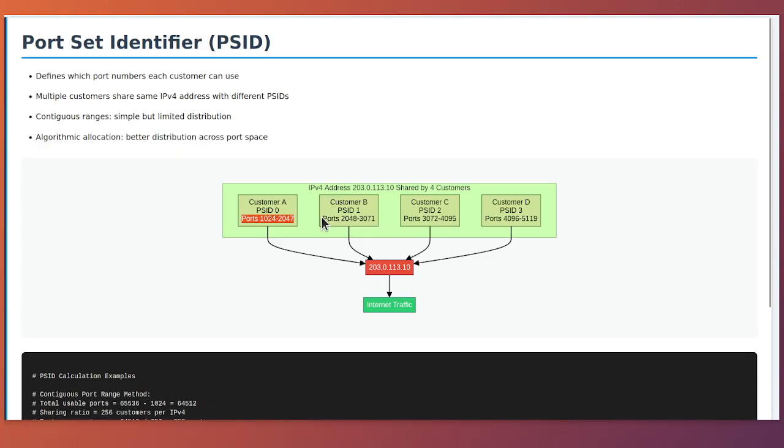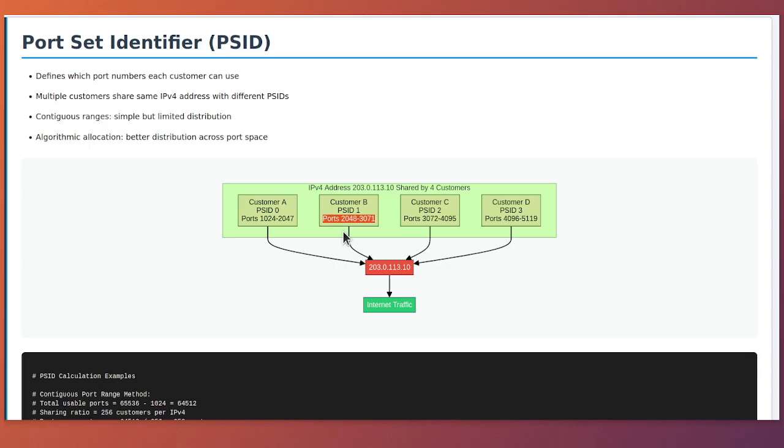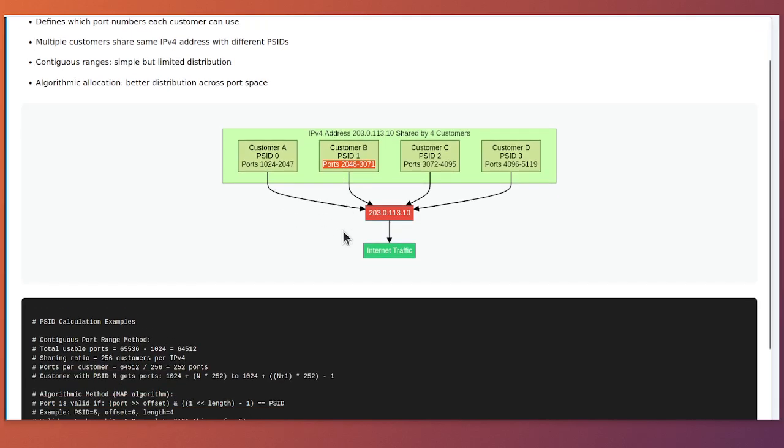There are several approaches to PSID allocation, each with different characteristics and trade-offs. The most straightforward approach is contiguous port range allocation. With this method, each customer receives a continuous block of port numbers. For example, if we want to share an IPv4 address among 64 customers and we allocate approximately 1,000 ports to each customer, we might assign customer 1 ports 1024 through 2047. Customer 2 gets ports 2048 through 3071, and so on. This approach is simple to implement and easy to understand, but it has limitations.